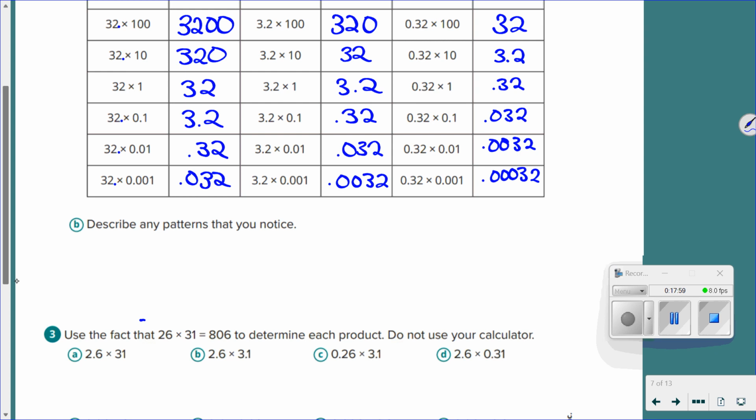You move it one place to the left every time it's a 0. Yeah. The number of zeros tells us how many times to move our decimal. Does that make sense?